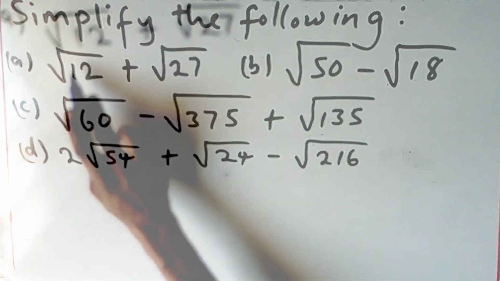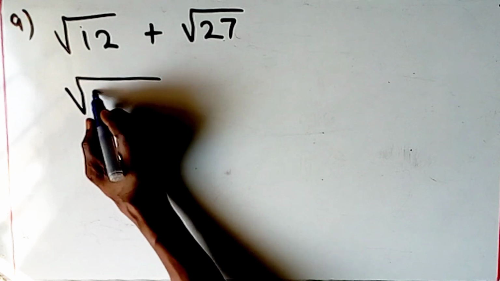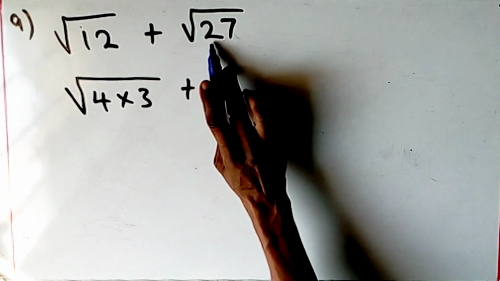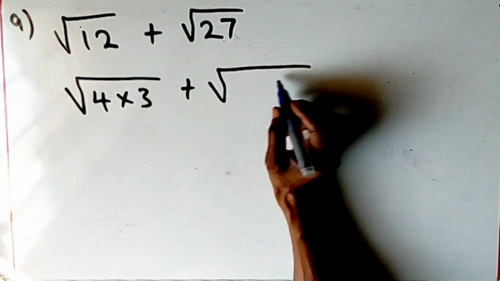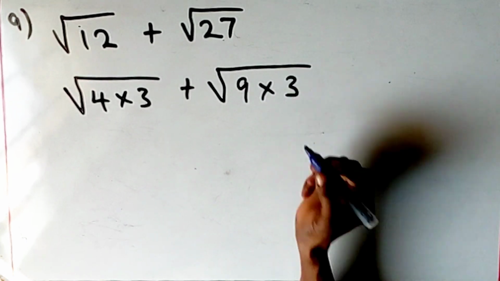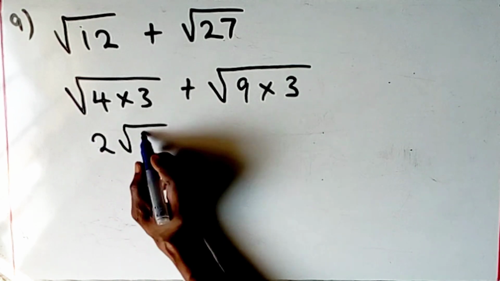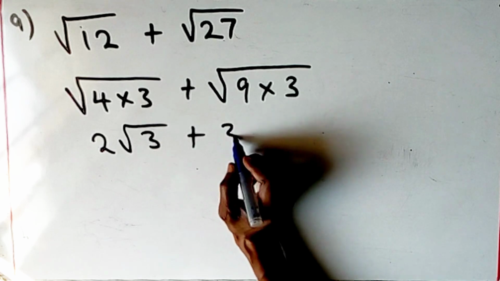So we are starting with the first one. The same thing, we are going to look for two numbers that will give you 12. One must be a perfect square. That's what we did there. The same thing is applicable to root 27. As we know, 9 times 3 will give you 27. So when we did that, we have 2 root 3 plus 3 root 3.